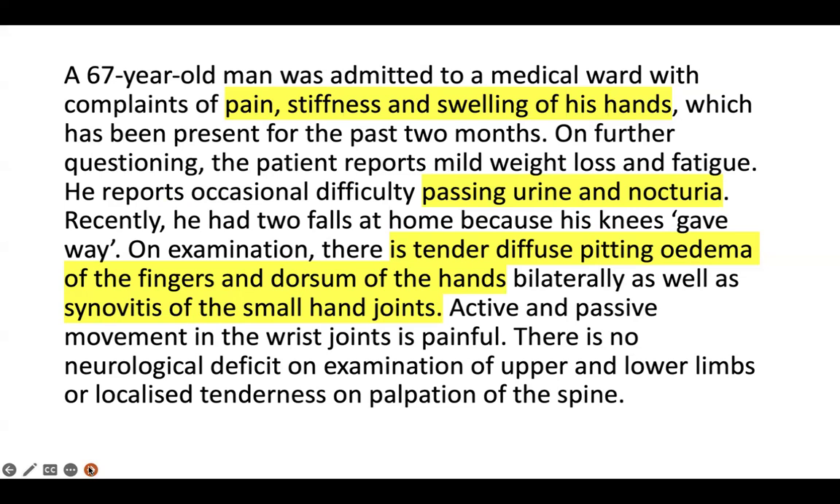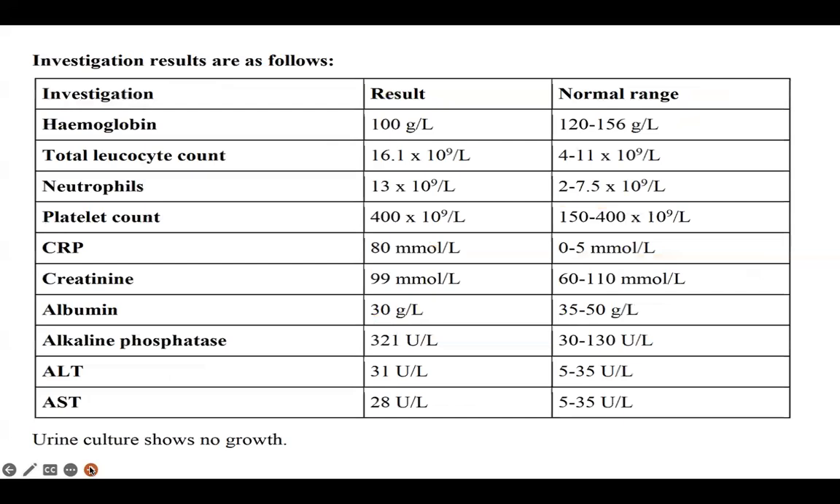So the concern is that on history, the patient is having pain, stiffness, and swelling in the hands. Also, he is having some urinary complaint. And he also has diffuse pitting edema involving the fingers and dorsum of the hands, which is bilateral, alongside the synovitis. Whenever we're dealing with synovitis, particularly involving the small joints of the hand, we suspect that it might be a case of rheumatoid arthritis. So now just look at the investigations.